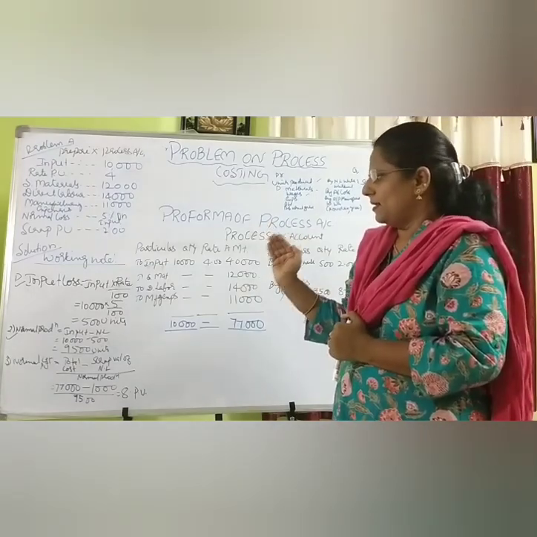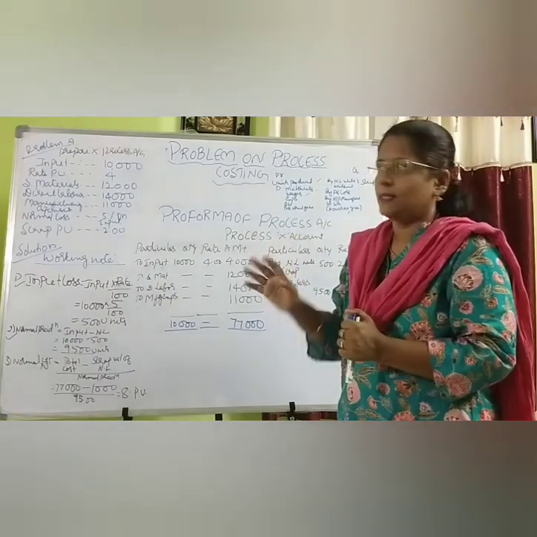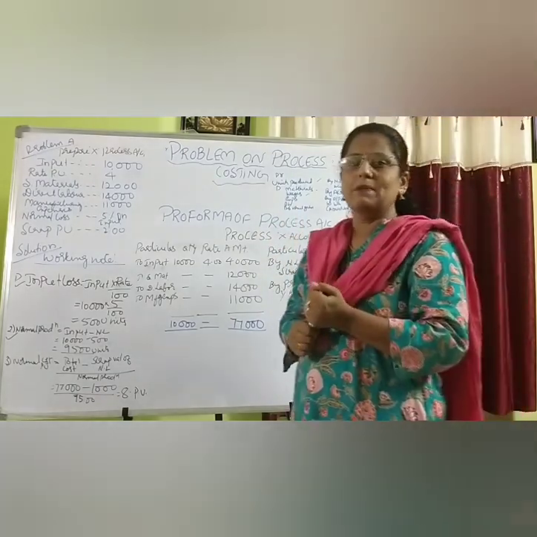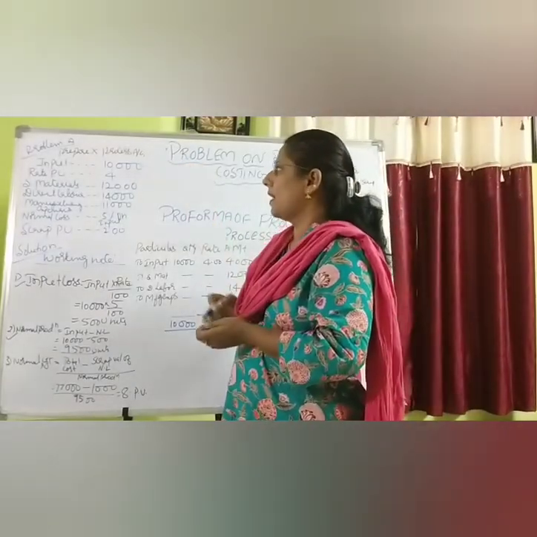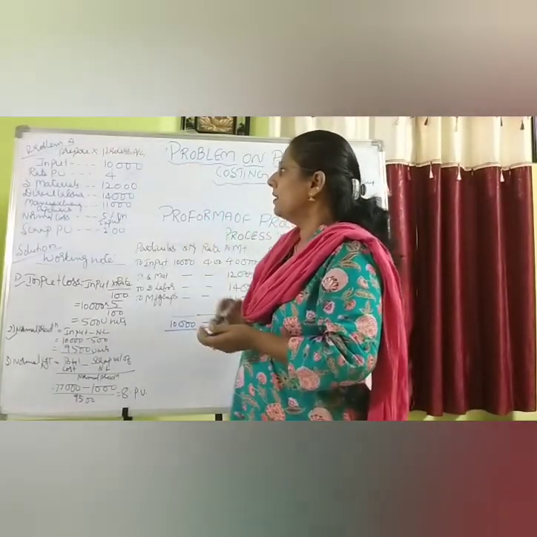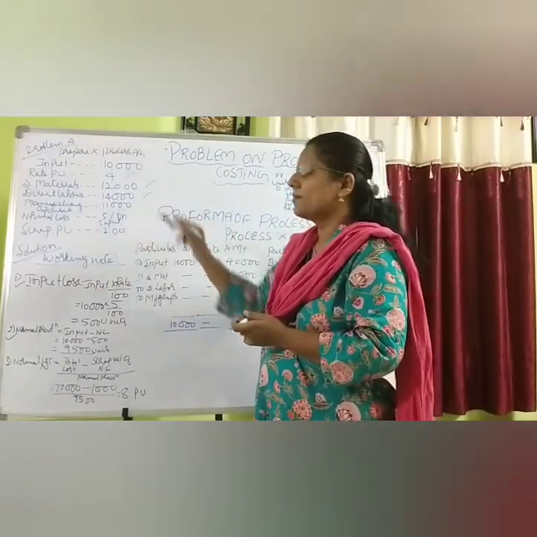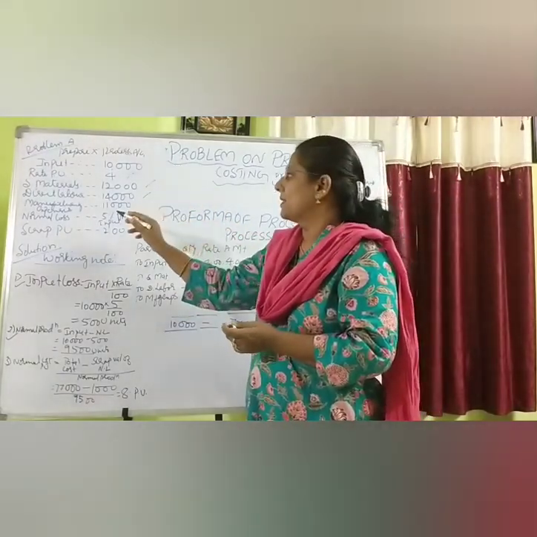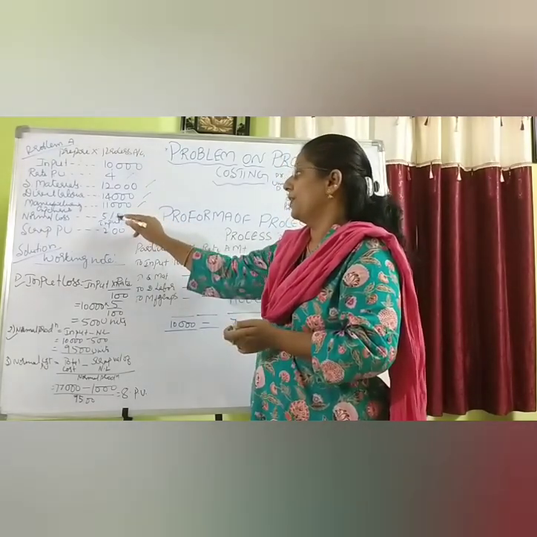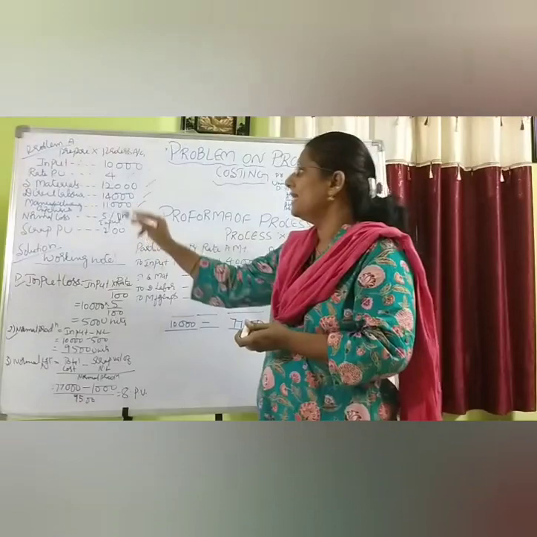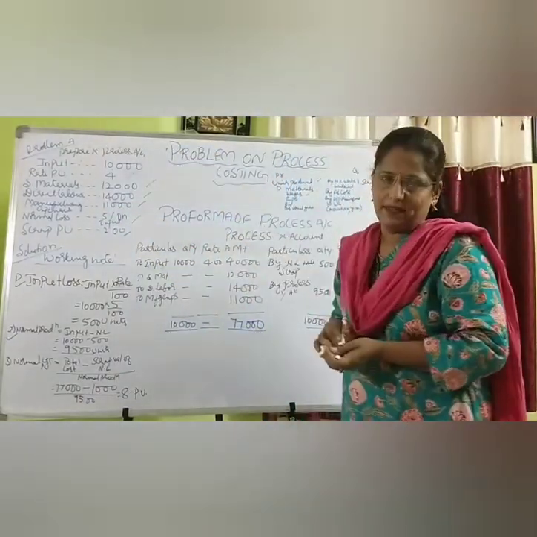It may be considered for the working notes for the 5 to 10 marks. Now let us see what information is given in the problem. First they have given the input 10,000, rate per unit 4, then the direct materials 12,000, then the direct labor 14,000, then the manufacturing expenses 11,000, normal loss 5% on input, then the scrap per unit 2. This is the given information.